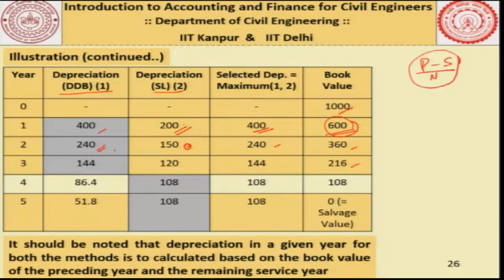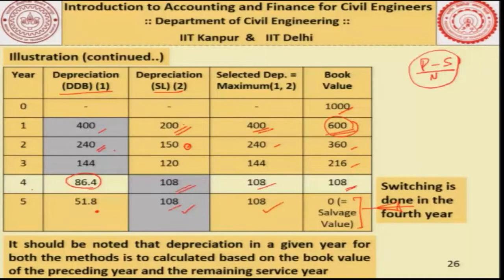But now, coming to the fourth year, this gives me only 86.4, whereas this is giving me 108. So, choose this and we get a book value of 108. Again, this value is higher than this here. Use this value and we get the salvage value to be 0. So, this is how we ensure that the book value that we get at the end of the service life is not different from the salvage value that we initially assumed.